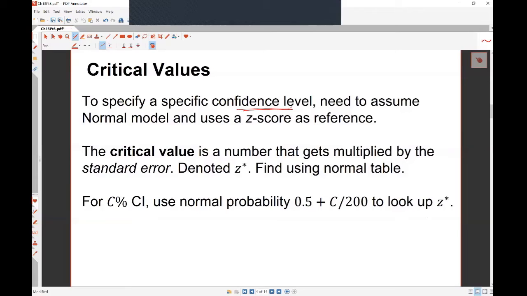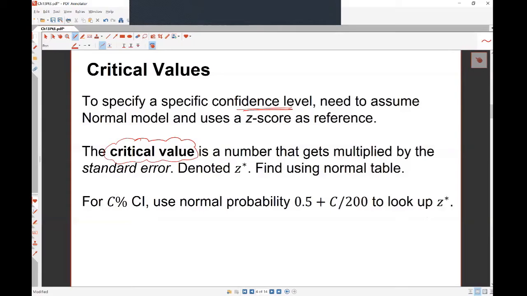And then we can use the normal model and find a z-score as a reference value. So that z-score, that's my reference value. We also call that a critical value. And the critical value is a number that gets multiplied by the standard error. We denote it by z with a superscript star, and we find that using the normal table.